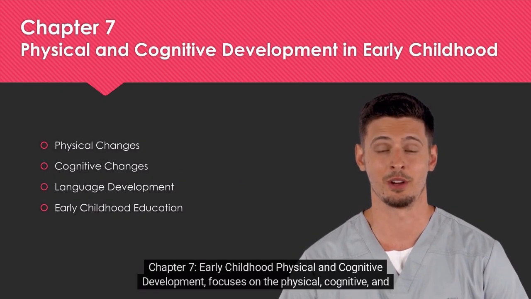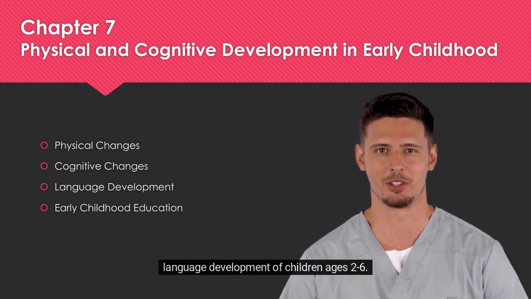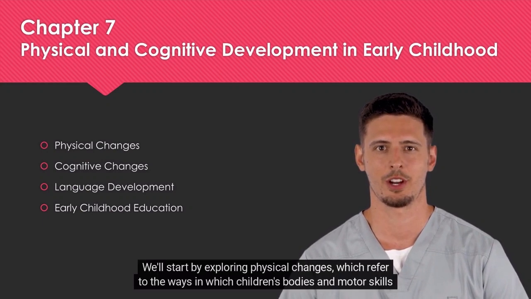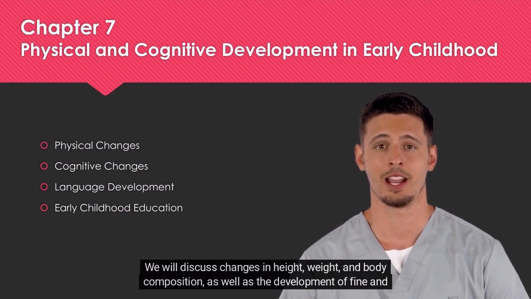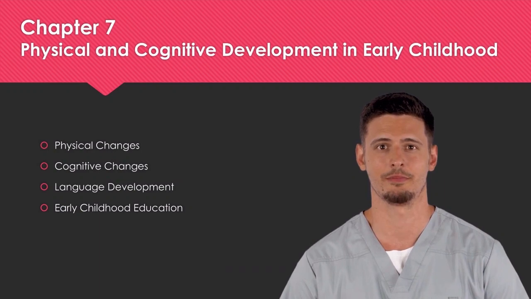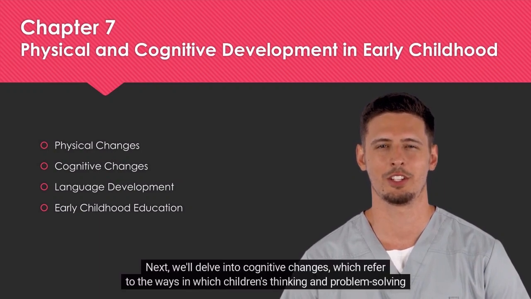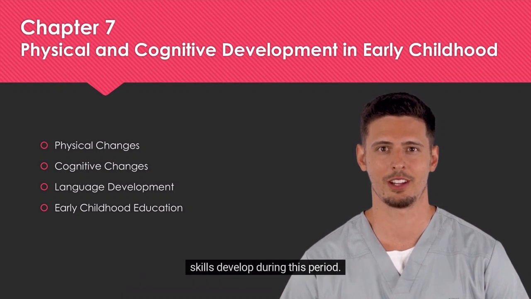Chapter 7, Early Childhood Physical and Cognitive Development, focuses on the physical, cognitive, and language development of children ages 2-6. We'll start by exploring physical changes, which refer to the ways in which children's bodies and motor skills develop during this period. We will discuss changes in height, weight, and body composition, as well as the development of fine and gross motor skills. Next, we'll delve into cognitive changes, which refer to the ways in which children's thinking and problem-solving skills develop during this period.